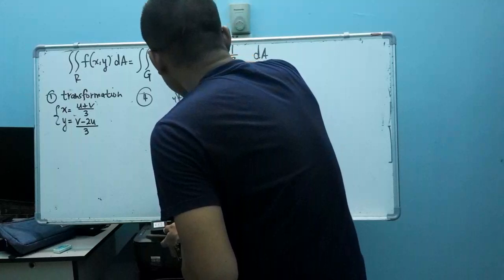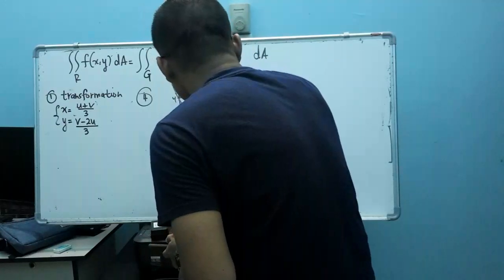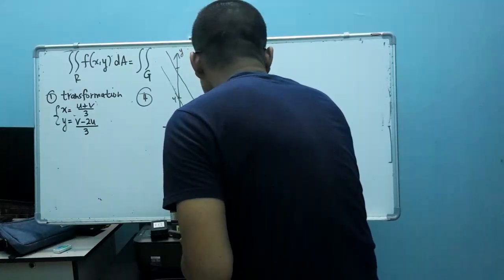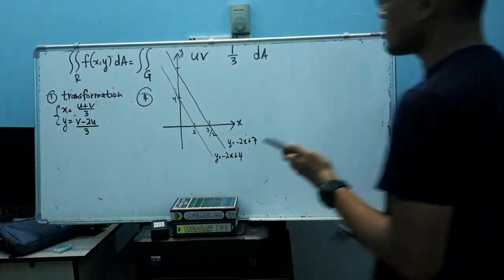So for this one, I will have this straight line here. This one will be y equals minus 2x plus 7.